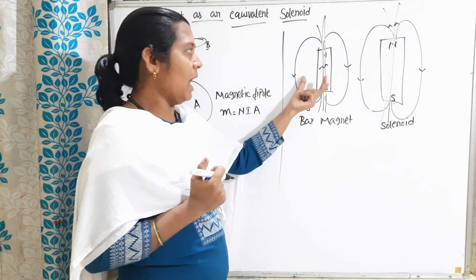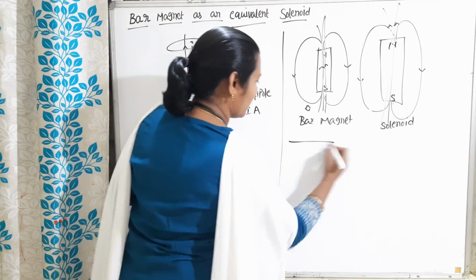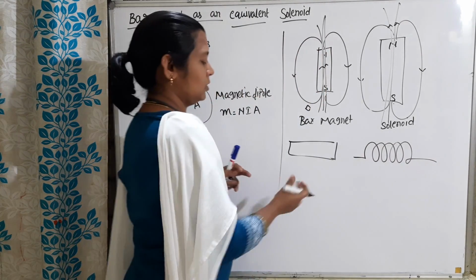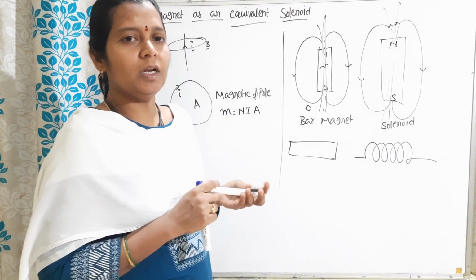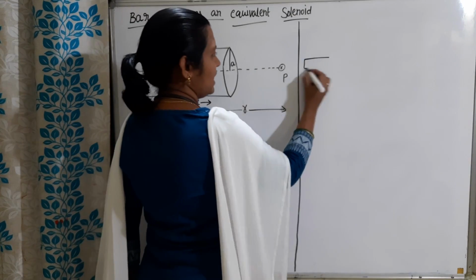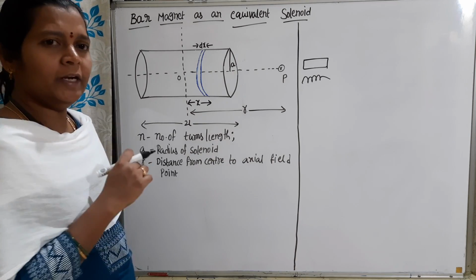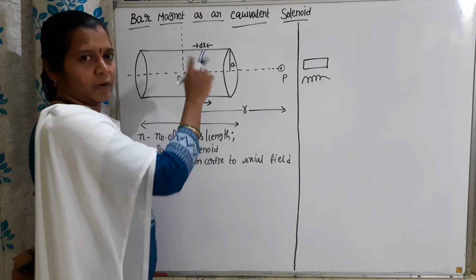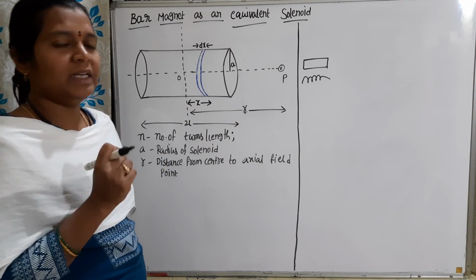Now, we can say that a bar magnet can be considered as a large number of circular elements. So, this is a bar magnet, and we are assuming it as long circular elements. So a bar magnet and a solenoid are, more or less, equivalent to one another. In this connection, we are going to calculate the magnetic field at an axial point due to a solenoid, which is similar to the magnetic field due to a bar magnet at the axial point.